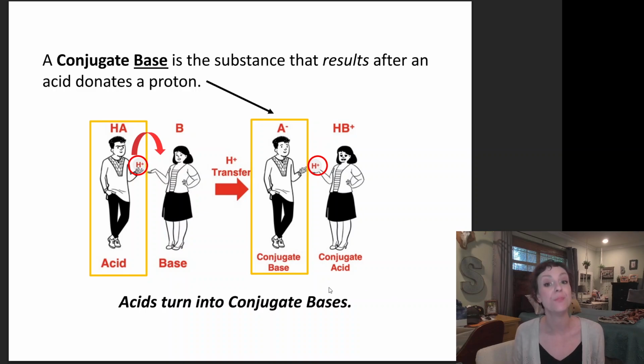A conjugate base, which means this dude right here on the product side of the reaction, is the substance that results after the acid donates the proton, okay? So over here, he was the acid, he got rid of his proton, he has turned into a conjugate base. Acids turn into conjugate bases. That substance that was originally the acid still is the same substance on the product side, just without now a proton, okay? The guy is still the guy on the opposite end, but now he just does not have the proton in his hand anymore.